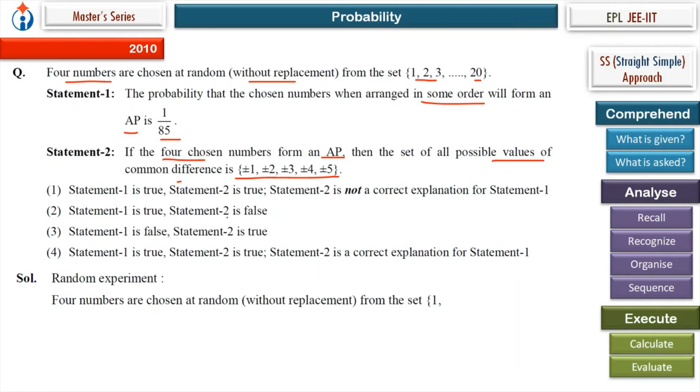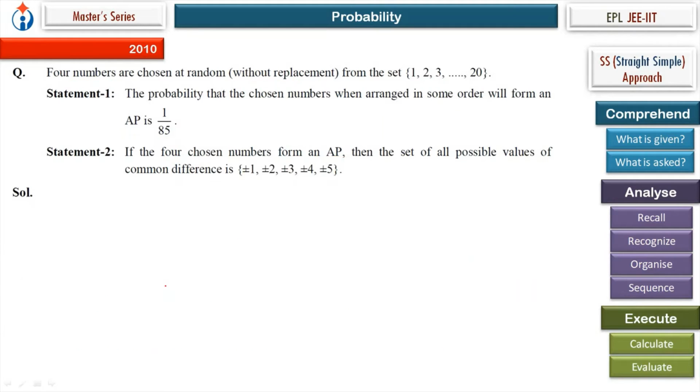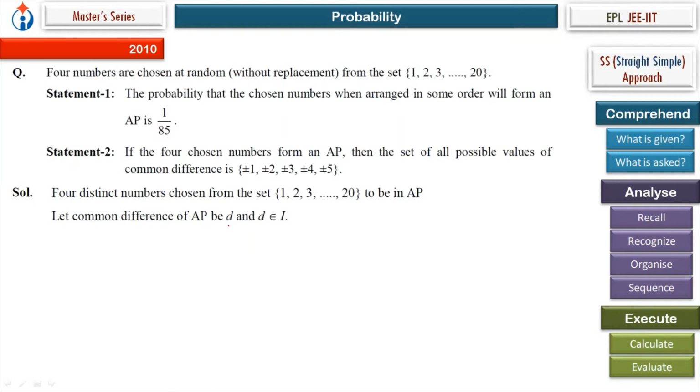So let's start. The random experiment is 4 numbers are chosen at random from this set, which is 20C4, the number of elements in the sample space. Now event E is that the chosen numbers, when arranged in some order, form an AP. So let's go for the AP. Now, 4 distinct numbers chosen from the set to be in AP. Let the common difference of the AP be D, and D belongs to the integers.